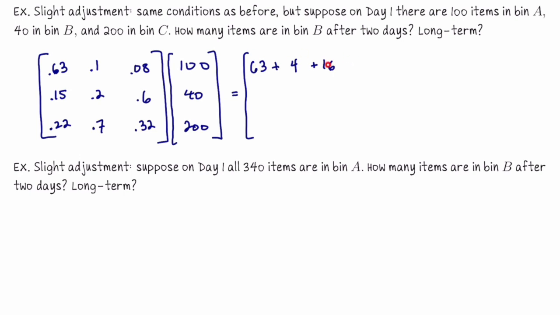Okay, what do each of these numbers represent? Well, if we have 100 items in bin A, then according to our probability, we expect 63% of them to stay in bin A. So that's the 63 here. If we have 40 items to start with in bin B, we predict that 10% of them will move into bin A. So that's the 4 here. So this is like A to A, this is B to A, and this is C to A.